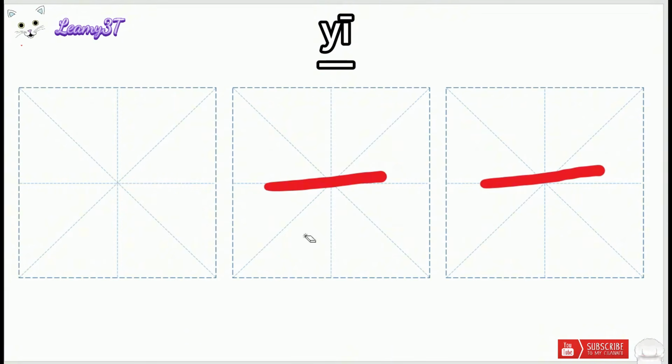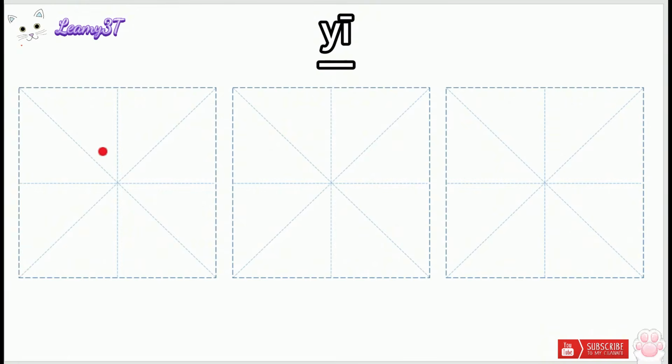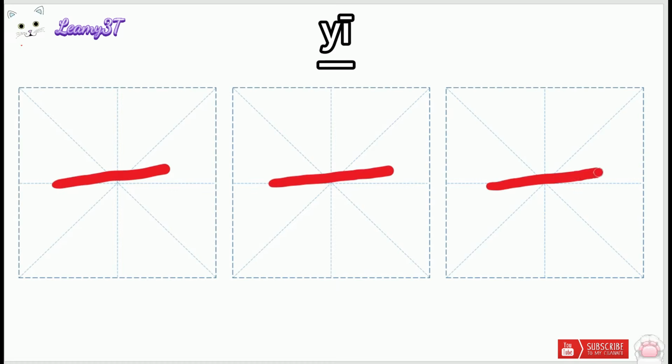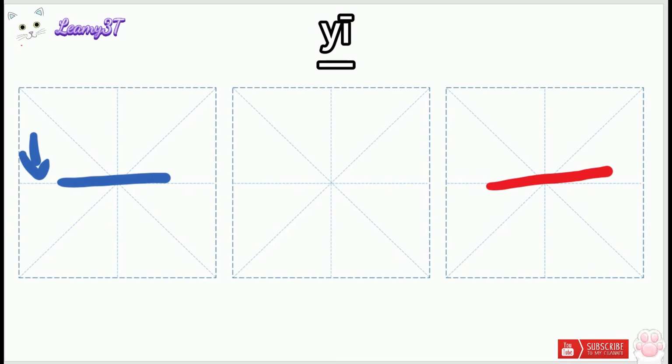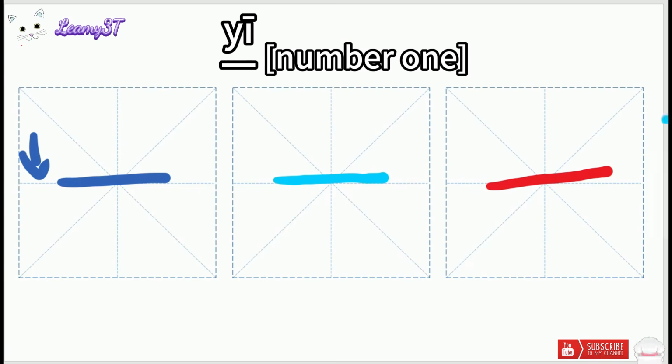Okay? Again. Write one more time. Say héng, héng, héng. You can go a little bit up, or you don't have to. Of course, you can write like this. Héng. You can just follow this line in the square. Okay, one more time. Say héng. This character is 一. It means number 1.